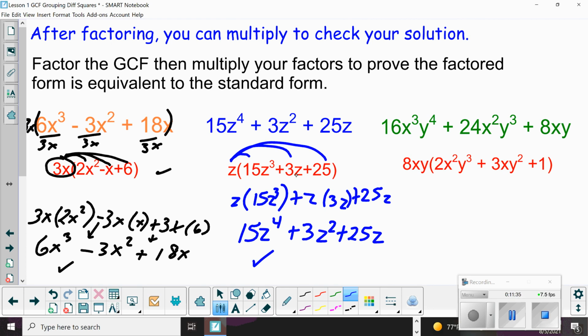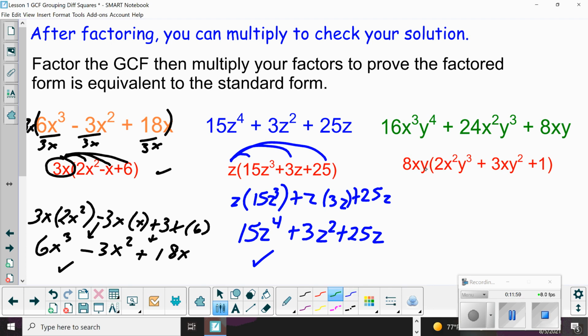Now, I have a factored answer. The one thing that checking doesn't do is make sure that you have factored it completely. Like over here, if I only took out a 3 and I didn't take out the x, I could check and I would prove to myself that I did factor it correctly. I just might not have completely factored it. And your answers must be completely factored.